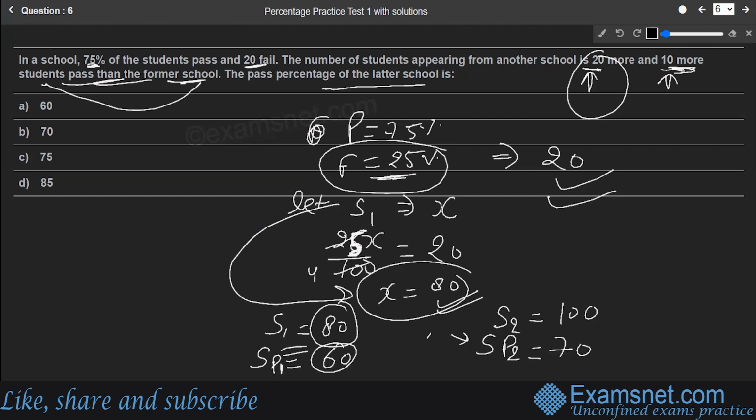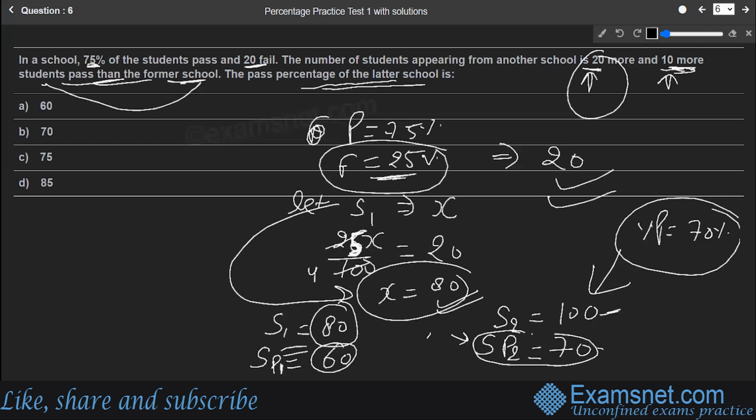So in school number 2, 70 students have passed. He's asking for the pass percent of the latter school. So we need to know what is the pass percent of the latter school. Clearly the total strength of the latter school is 100 and 70 have passed. So this is a clear indication that 70% have passed. So the pass percent is nothing but 70% out of 100. It is available in option number B and becomes the right answer.